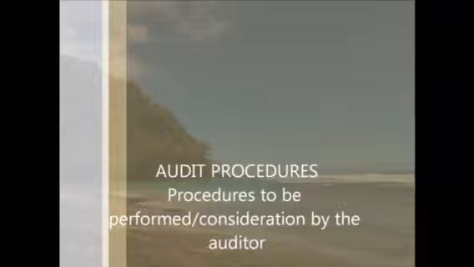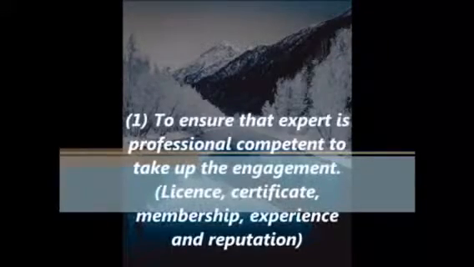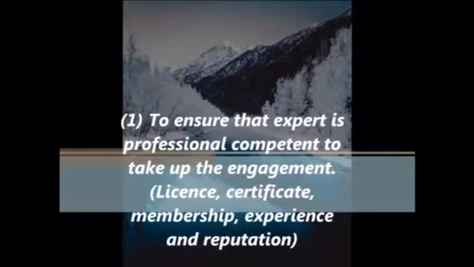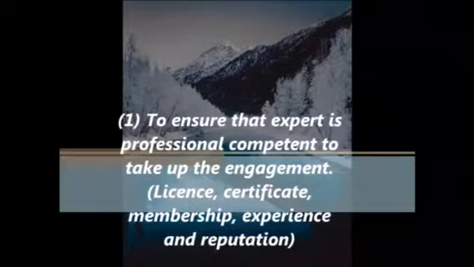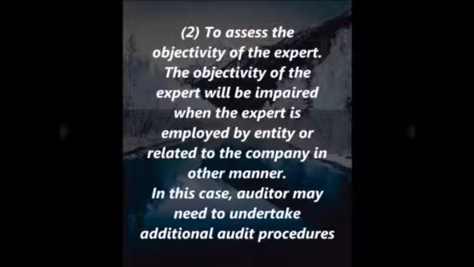And now we look at audit procedure to be performed or considered by the auditors. The first procedure is to ensure that the expert is professionally competent to take up the engagement, such as license, certificate, membership, experience, and reputation. Second one, to assess objectivity of the expert. The objectivity of the expert will be impaired when the expert is employed by entity or related to the company in other manner. In this case, auditor may need to take up additional audit procedures.